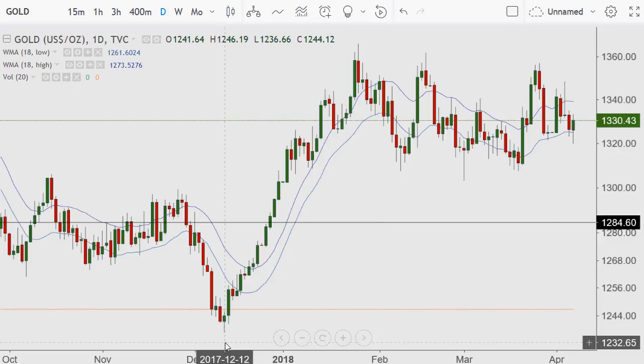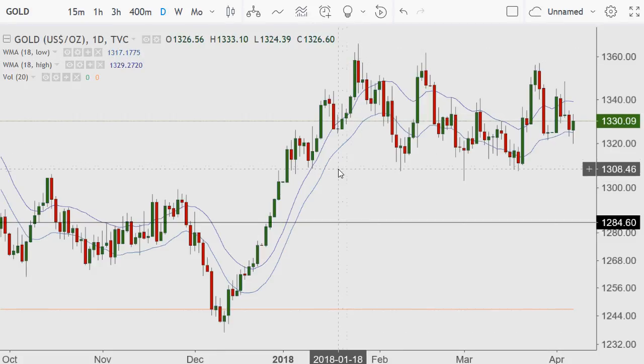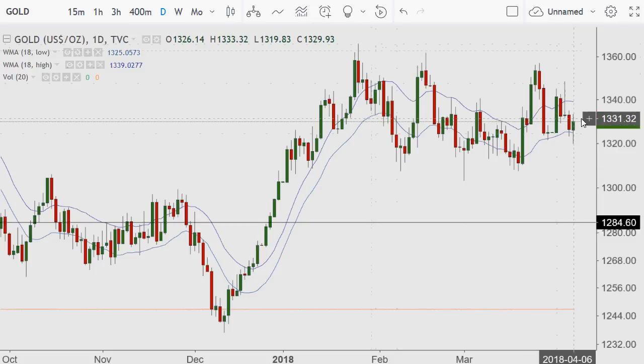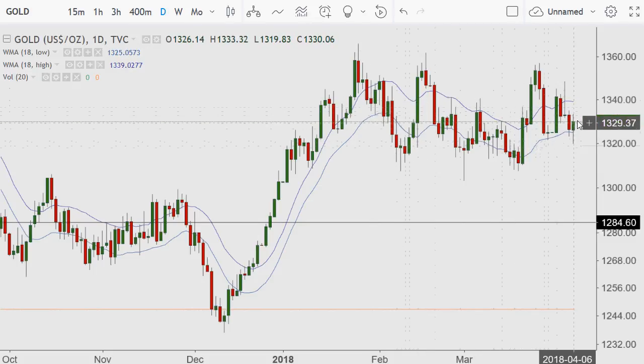Let's start off with gold against the US dollar. Since it started rallying from the December 12th lows to the January 25th highs, it has stayed in a sideways range. Three times it hit support at a little over the 1300 handle, and three times resistance between 1355 and 1365. And it's just hanging in there within the 18 average, chopping a little above and below it.